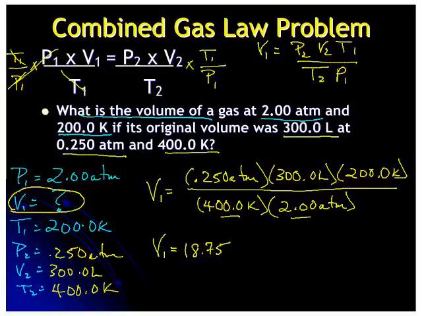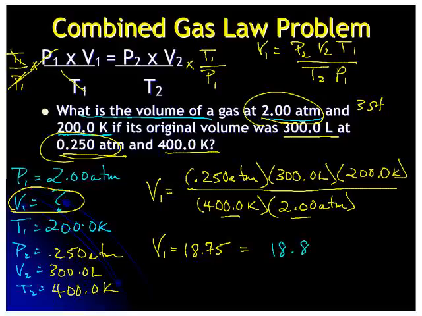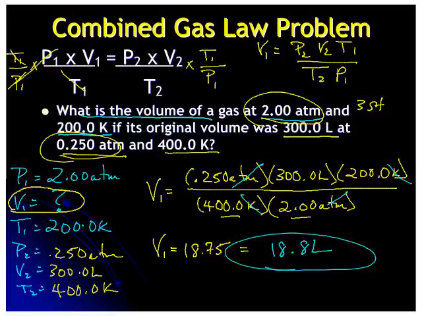The least amount of significant figures that I have are the 2 atmospheres and the 0.250 atmospheres, so I should have 3 sig figs in my answer. That becomes 18.8, and my units, atmospheres cancel out, kelvins cancel out, and liters is what I'm left with.